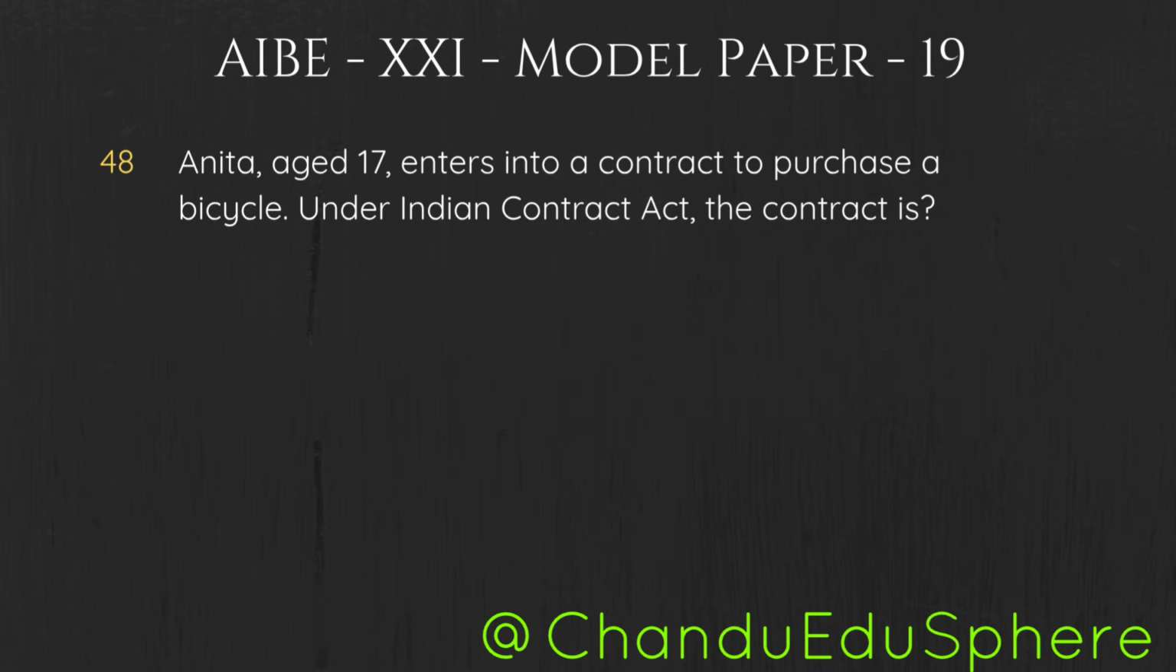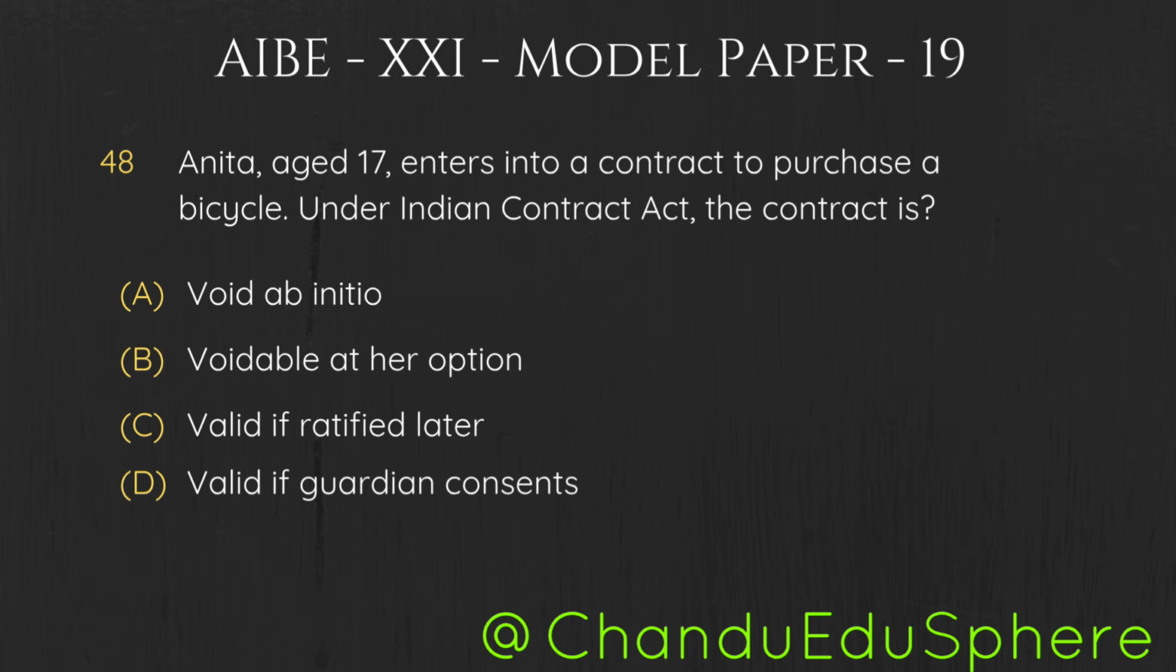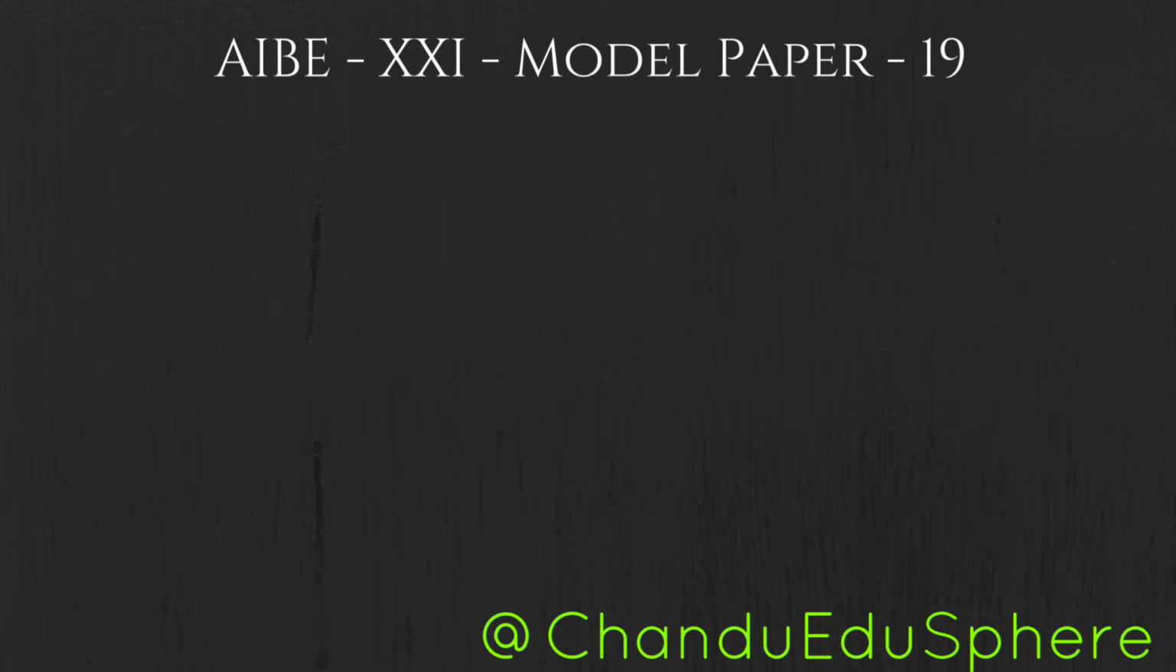Anita, aged 17, enters into a contract to purchase a bicycle under the Indian Contract Act. The contract is void ab initio. In Mohori Bibi versus Dharmodas Ghosh, 1903, the Privy Council held that a minor's agreement is void ab initio because Section 11 of the Indian Contract Act 1872 confines contractual capacity to persons of the age of majority.